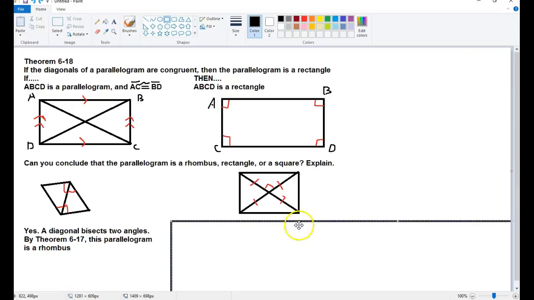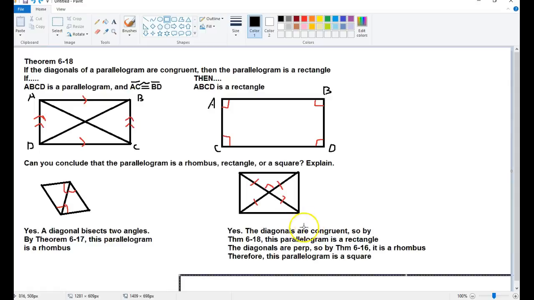How about this one? We have the diagonals making a perpendicular angle, and we also notice that these are the same length. So could we conclude that this is a parallelogram? Yes. The diagonals are congruent, so by theorem 618 right here, this is a rectangle. But also we have that these are making perpendicular lines. So this is also a rhombus. Therefore, if it's a rectangle and a rhombus, this parallelogram would be a square.